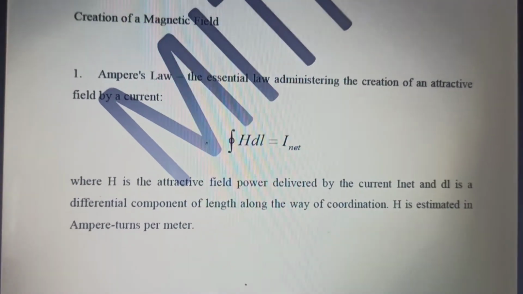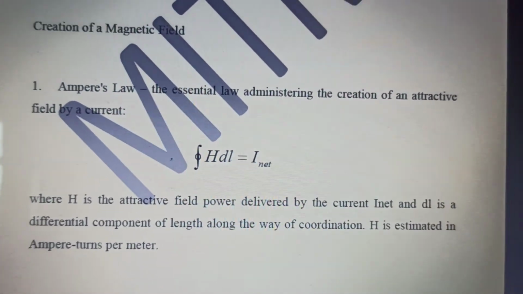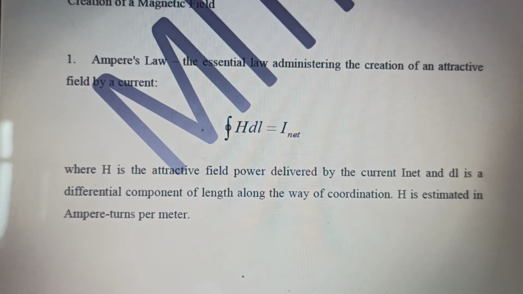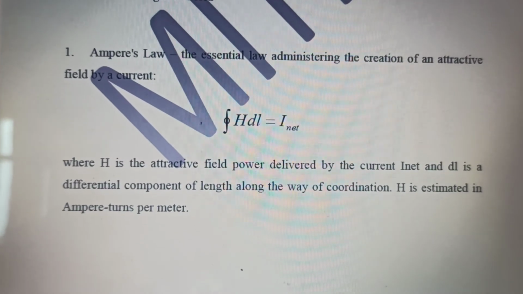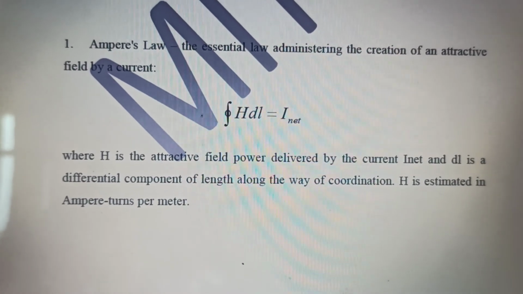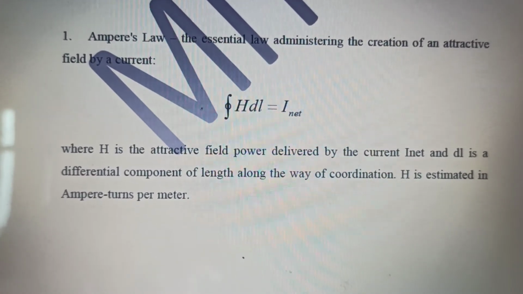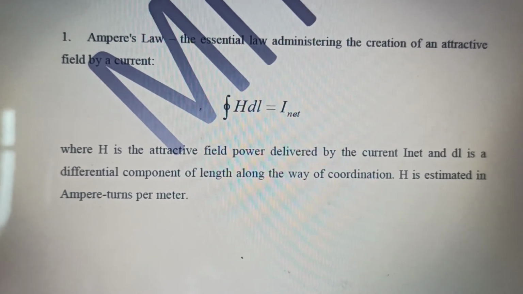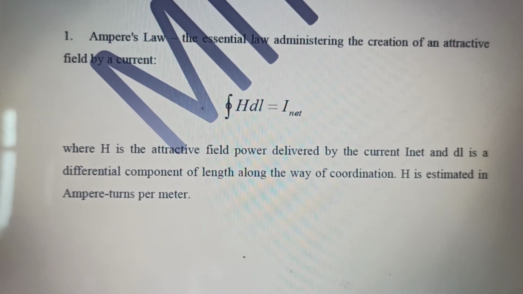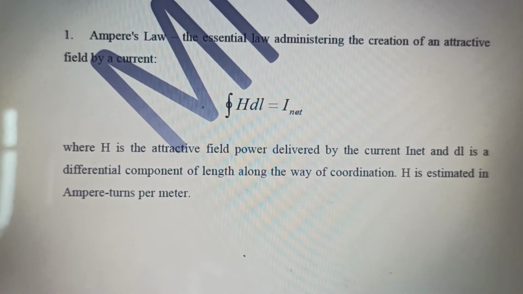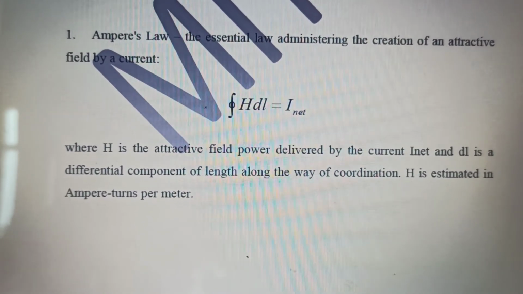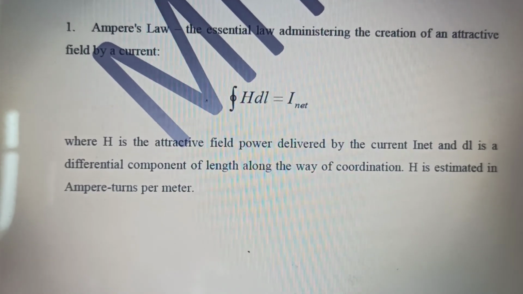So Ni is basically MMF, and MMF will give rise to a very wonderful quantity, my favorite quantity, that is flux. I will discuss more about how MMF leads to flux, how reluctance comes into the picture, and how the core will govern our basic functioning equation. All of this I am going to discuss in the upcoming lectures. So please be with me.